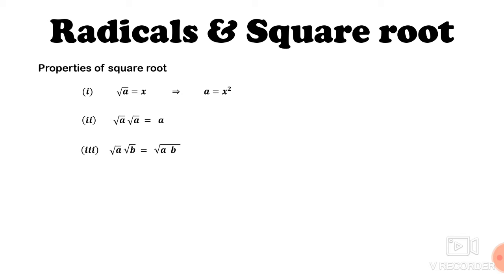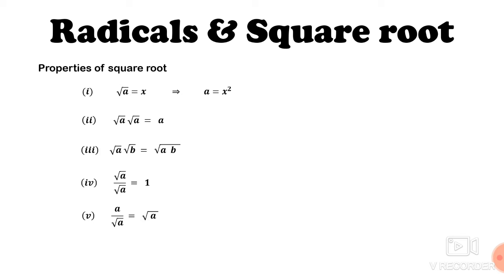Next we have square root a multiplied by square root b is equal to square root ab. If two radicals are multiplying with each other with different radicands, we will write both of them in one single radical sign. Square root a upon square root a is equal to 1. Square root a and square root a both will be cancelled out, and we will get 1. This is how we get this property.